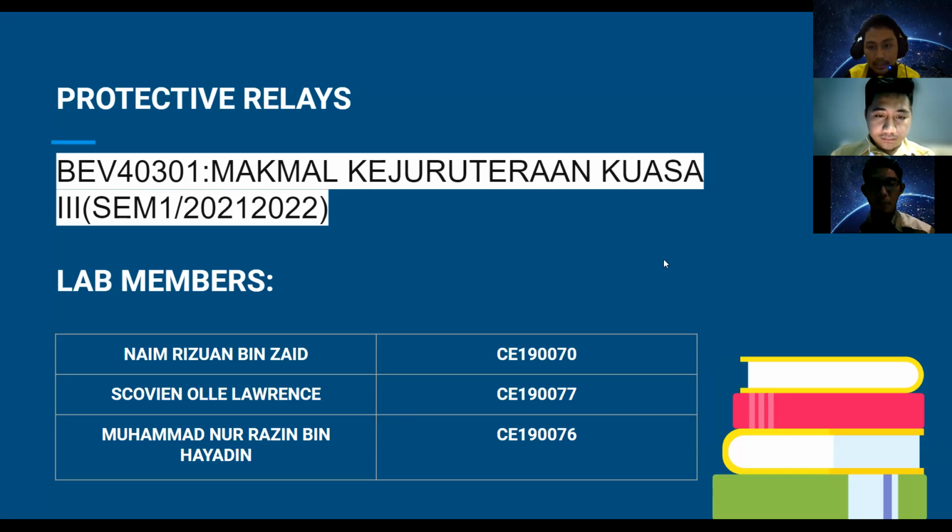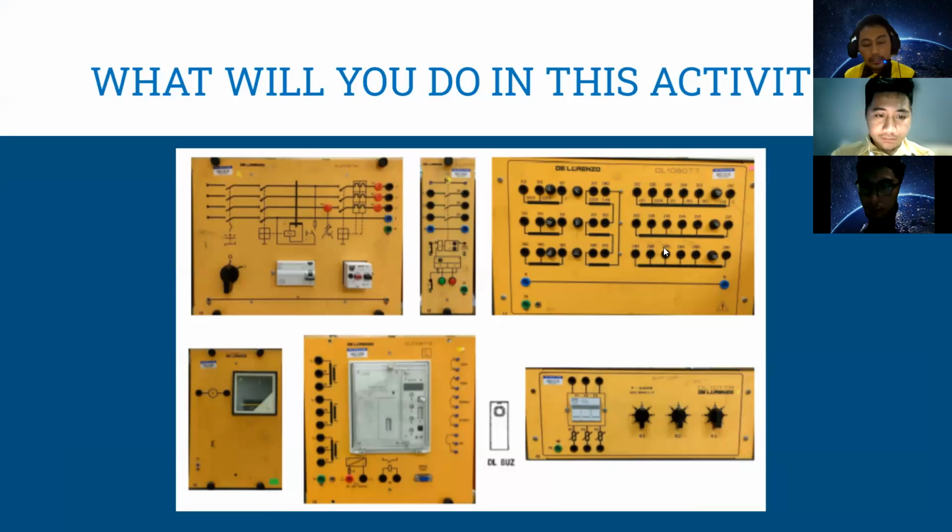First of all, what will we do in this activity? As you can see, this is the equipment used in the lab. We have to connect the circuit from the equipment to each other. Next, the resetting ratio of the under voltage over voltage time relay. Next, adjustment of the under voltage over voltage time relay, and the last one is the inverse time over current relay.